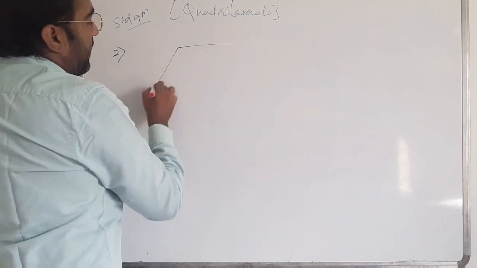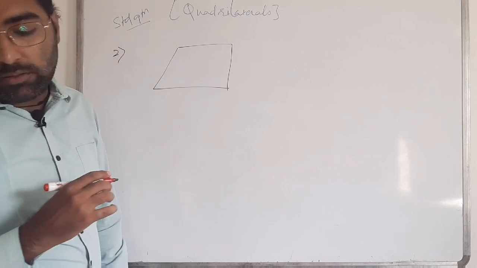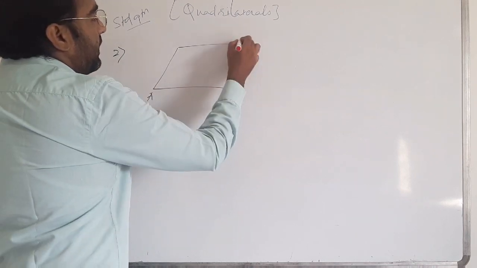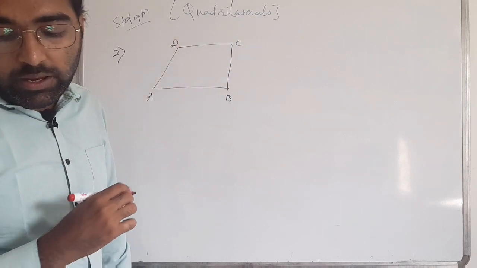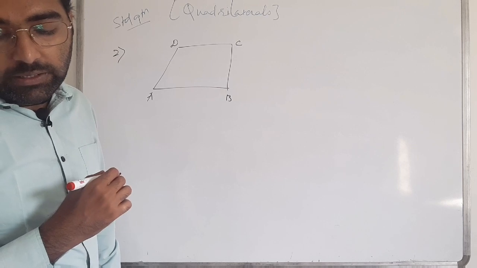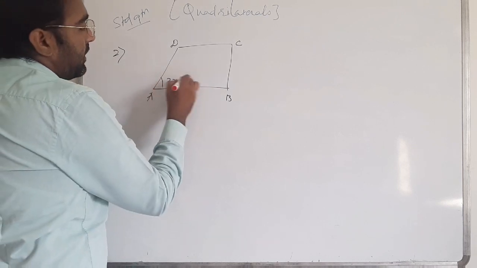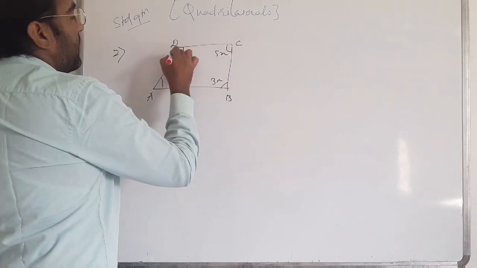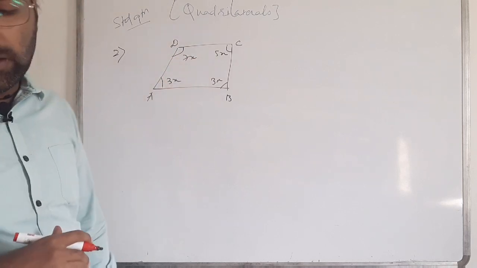Here the figure is given like this. There is a kind of quadrilateral, any kind of quadrilateral. ABCD is given, and all the angles are given, that is 3x, 3x, 5x and 7x. Okay, you should find the value of x.